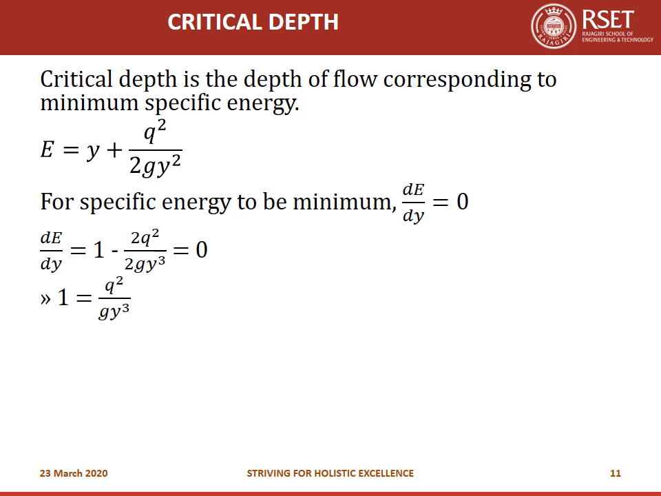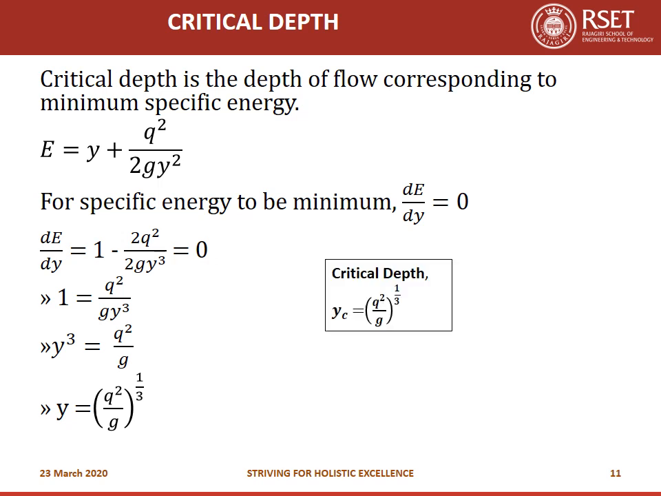So solving, I'll get 1 is equal to Q squared by GY cube, or Y cube is equal to Q squared by G, which will give me the expression Y is equal to Q squared by G raised to 1 by 3. So there I have the expression for critical depth. Critical depth YC is equal to Q squared by G raised to 1 by 3. This is the expression for critical depth.